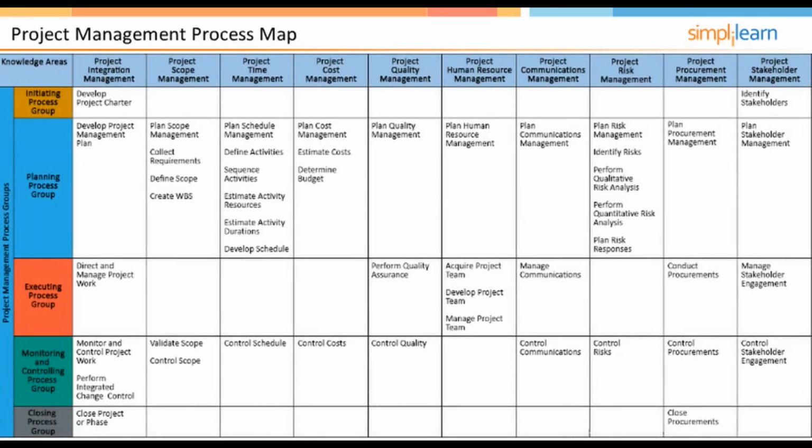There are 47 processes in project management grouped into 10 knowledge areas and mapped to 5 process groups. In this lesson, we will look at the second knowledge area, that is, project scope management and its processes. Let us begin with the first topic of this lesson, that is, project scope management.